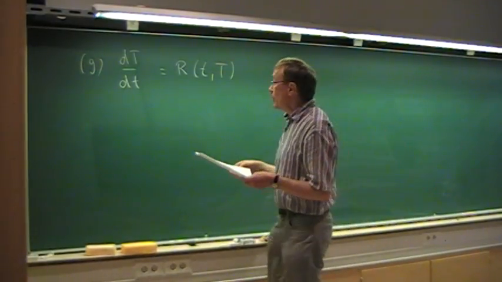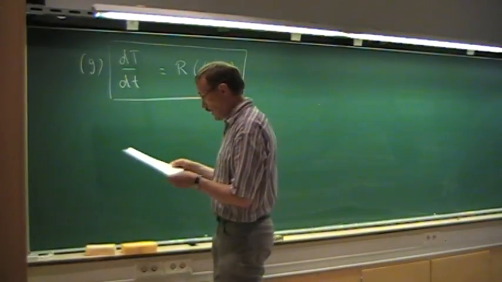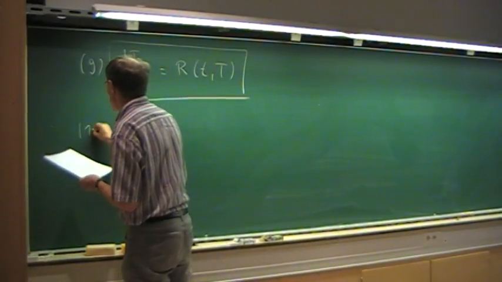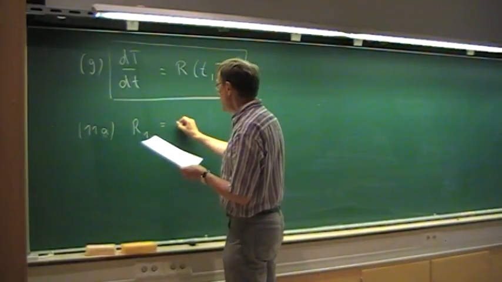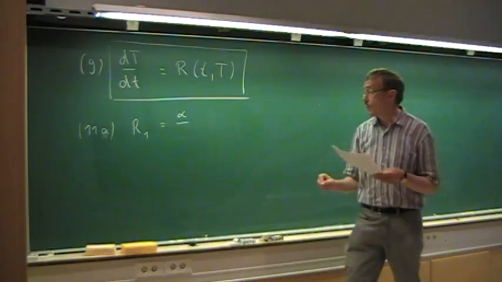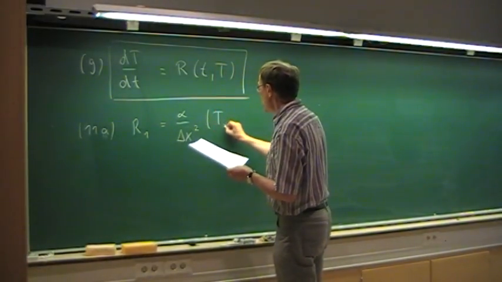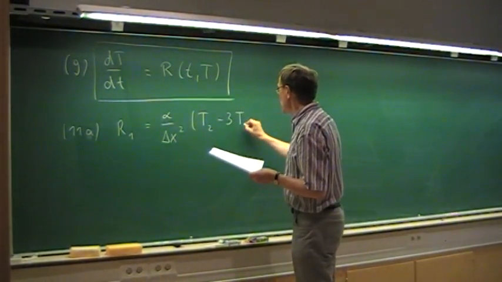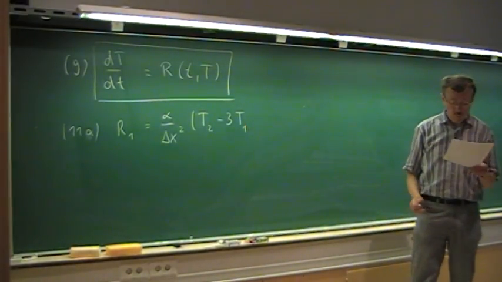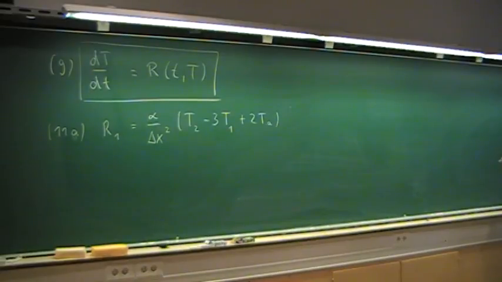And we found out for an equidistant grid, this right-hand side will look like that. And that was 11a, that the first component, R1, will be alpha, which is the thermal diffusivity, divided by the grid spacing delta x squared. And then we have here the T2, that is the approximation to the cell average in cell number 2, minus 3 times T1, the cell average temperature in cell number 1, plus 2TA, which is the temperature that we give at the left boundary. And if that would be time dependent, the time dependency would come in there.